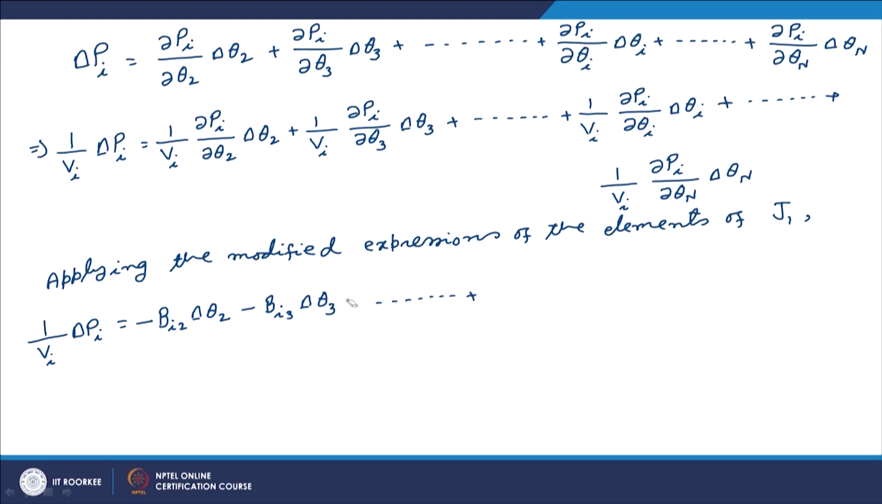So, all of them would be minus. So, it is minus Bii into delta theta i, then dot dot dot, minus Bin into delta theta n. This is true for all i equal to 2, 3 to n. So, we can write this down for all i where i varies from 2, 3 to n.